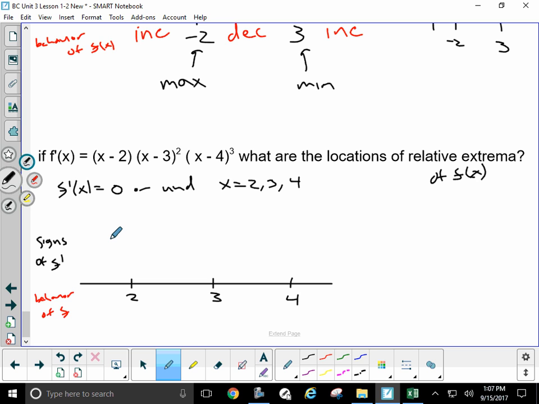So this wouldn't mean like a max or min in the graph? No, because this is f prime, not f. That's the difference. It's squared and cubed. It disappeared on you. So that's going to change these.